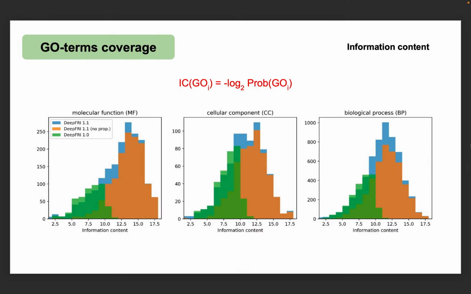The upgraded version allows not only for a larger number of predicted GO terms, but they are also more informative. And informativeness of a GO term here is defined as minus log probability of finding a given GO term in a genomic database.